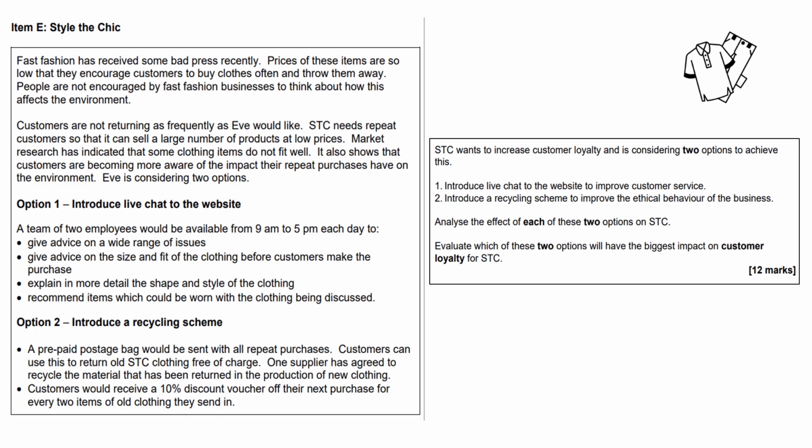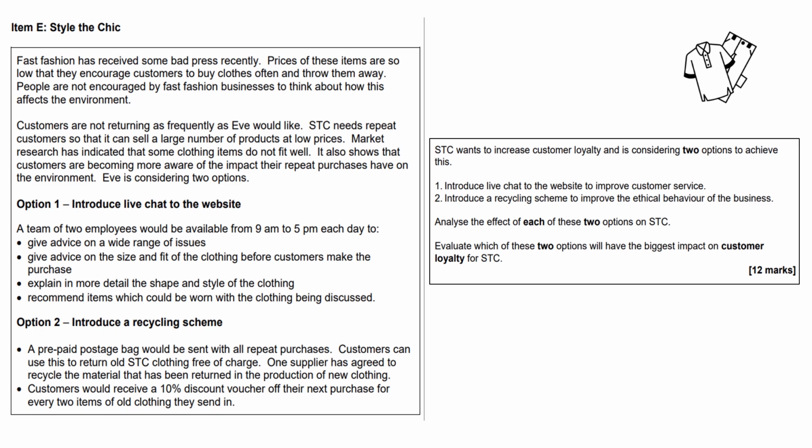Fast fashion has received some bad press recently. Prices of these items are so low that they encourage customers to buy clothes often and throw them away. People are not encouraged by fast fashion businesses to think about how this affects the environment. Customers are not returning as frequently as Eve would like. STC needs repeat customers so that it can sell a large number of products at low prices. Market research has indicated that some clothing items do not fit well. It also shows that customers are becoming more aware of the impact their repeat purchases have on the environment.